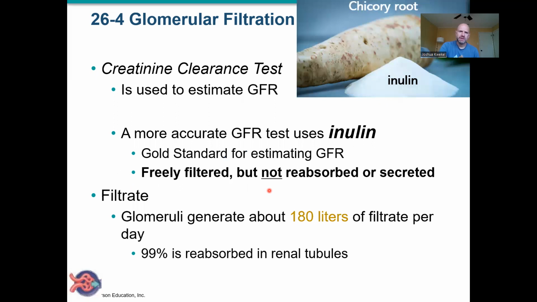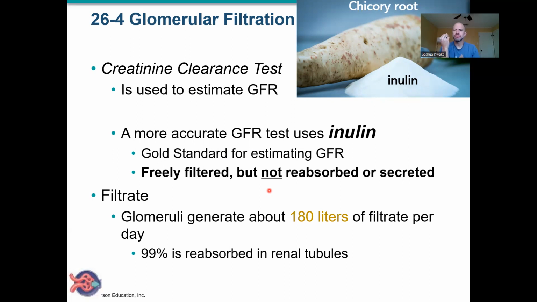All right. Now, that's a theoretical measurement. The GFR, we can estimate using a test called the creatinine clearance test. However, that creatinine clearance test is laborious and it's tricky to do. So we use a more accurate GFR test, which uses inulin. Inulin is a product of chicory root. Chicory root looks kind of like a carrot, but it's not really a carrot. Anyways, this product of chicory root is the gold standard for estimating GFR.